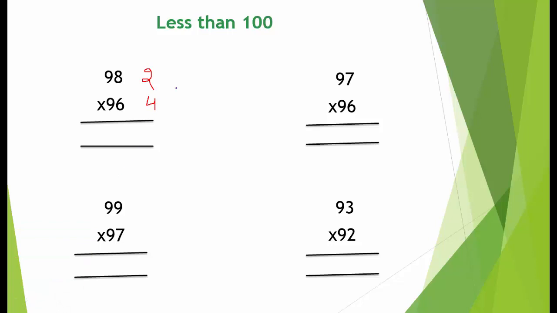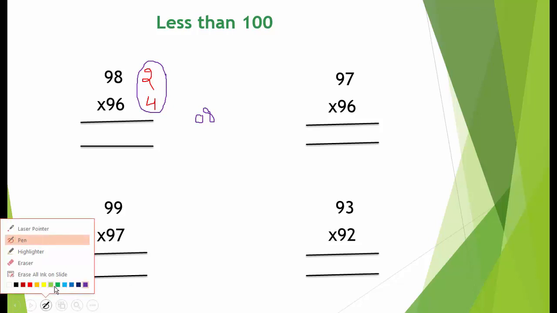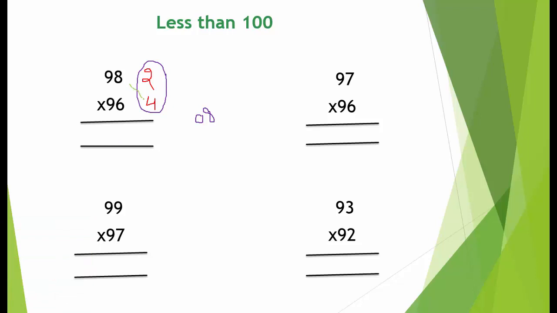Now multiply these two numbers and write 2 digits. Now 4 into 2 is 8. To make 2 digits we will add 0 before 8. This is 08. Now subtract crosswise, meaning 98 minus 4, or you can do 96 minus 2. Both will give 94. So the answer will be 9408. This is the multiplication of 98 into 96.